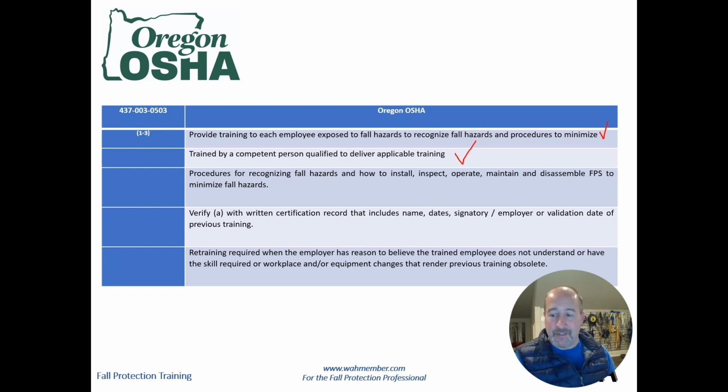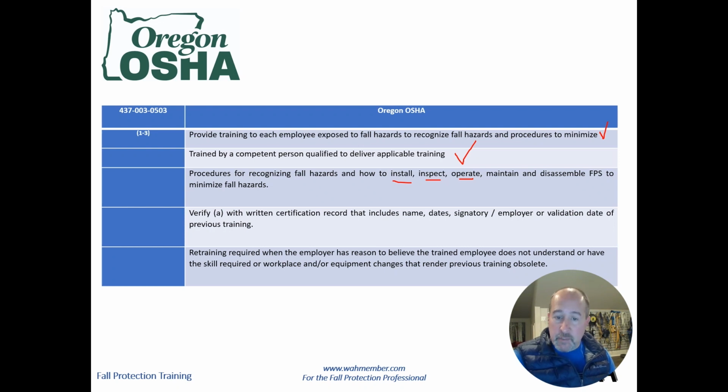So again, it's whoever you're selecting to do the training, make sure they have the ability and the authority and experience to do so. Fall protection training has to include procedures to recognize hazards. And then when you look at your equipment, for each piece of equipment that person is issued or has exposure to, they have to know how to inspect it, install it, operate it, maintain it, and disassemble it.